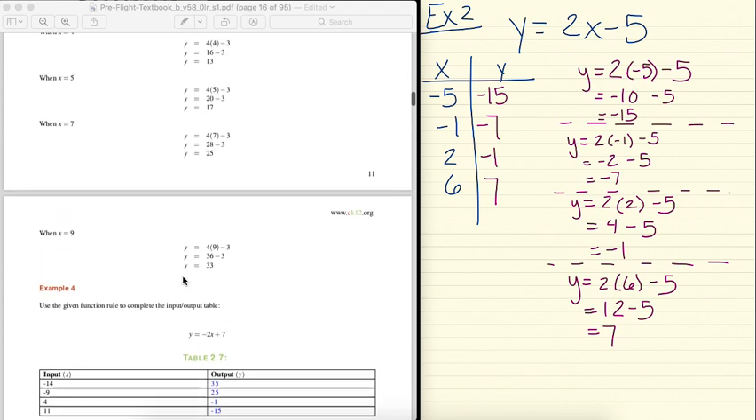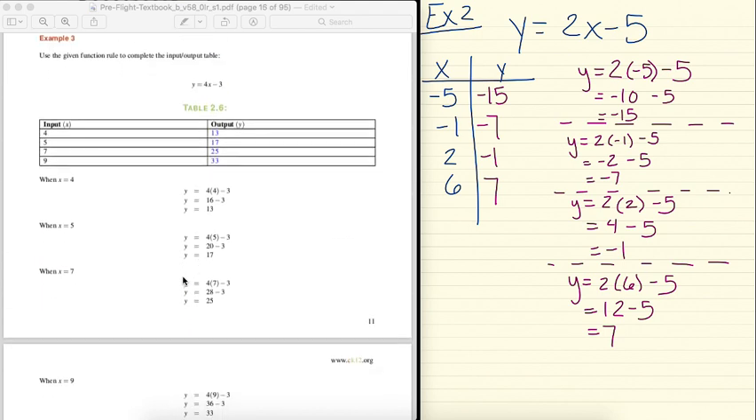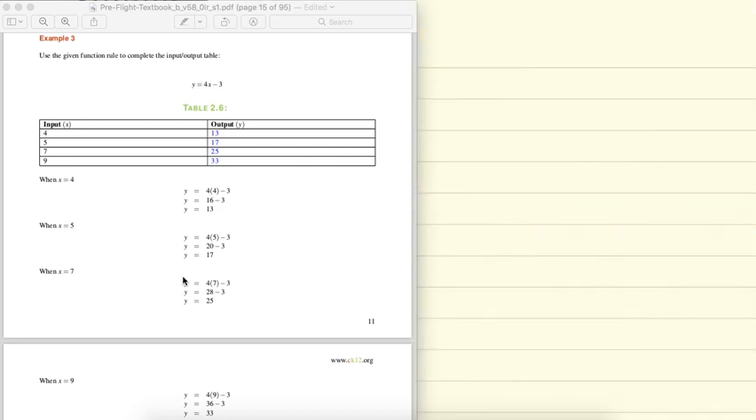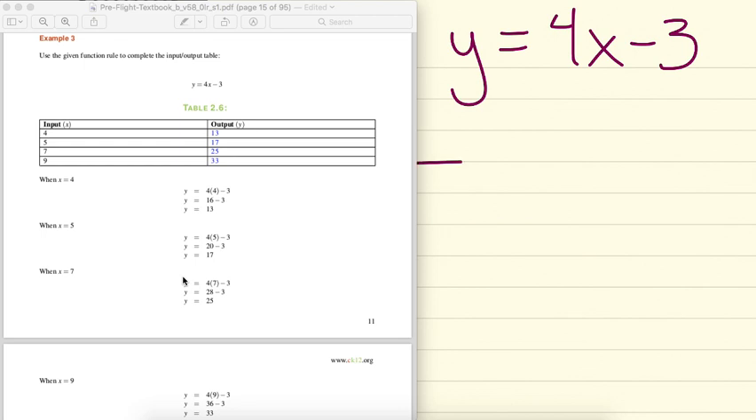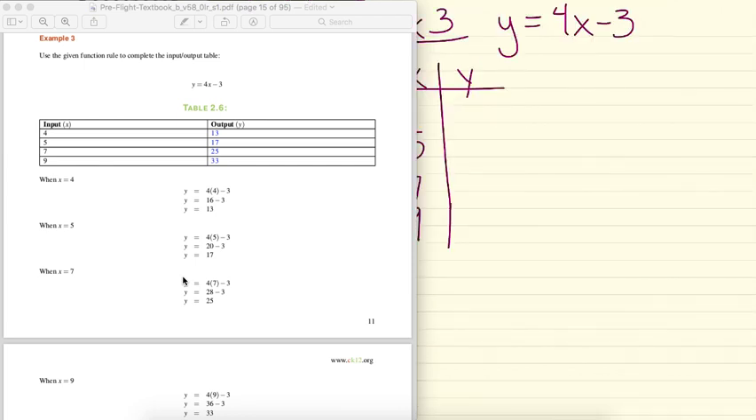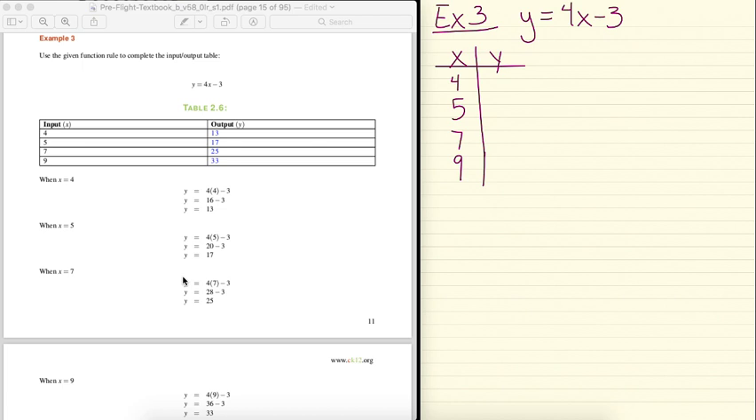Next we have example 3. Use the given function rule to complete the input-output table. And we have the function rule y equals 4x minus 3. And the values they give us for x are 4, 5, 7, and 9. So take a moment, pause the video, and see if you can come up with the y values they did in the textbook.